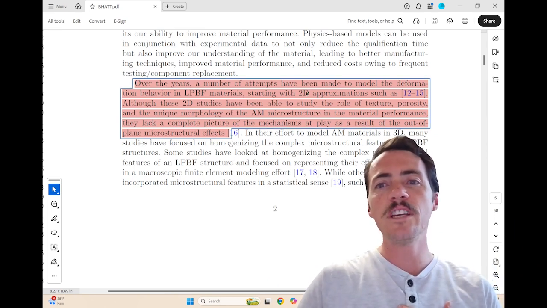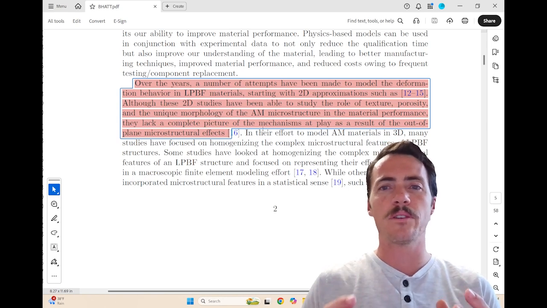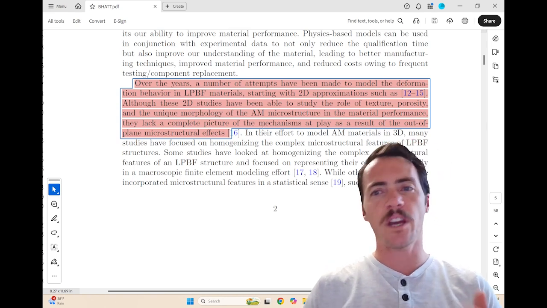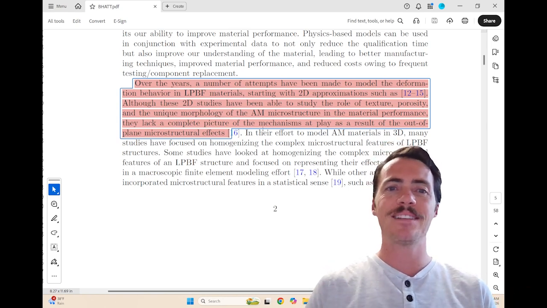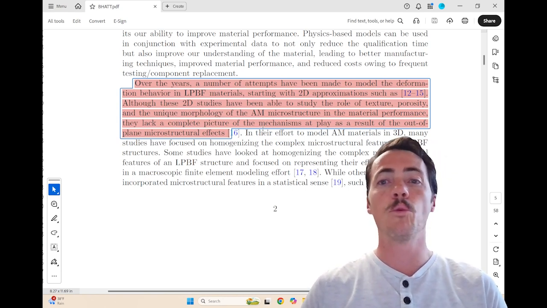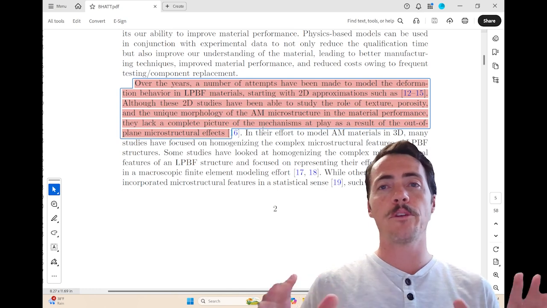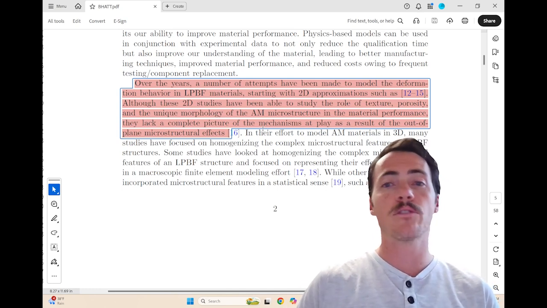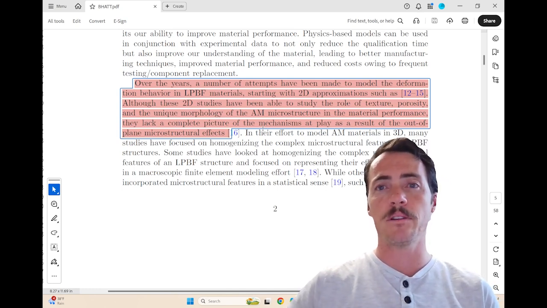A lot of 2D approximations and these sort of 2D models, they're interesting. They can explore the role of texture, porosity, morphology, but you miss the complete picture when you only look at the 2D picture. So we're going to do better off if we can do the full three-dimensional picture, which means we're going to rely on crystal plasticity finite element models.